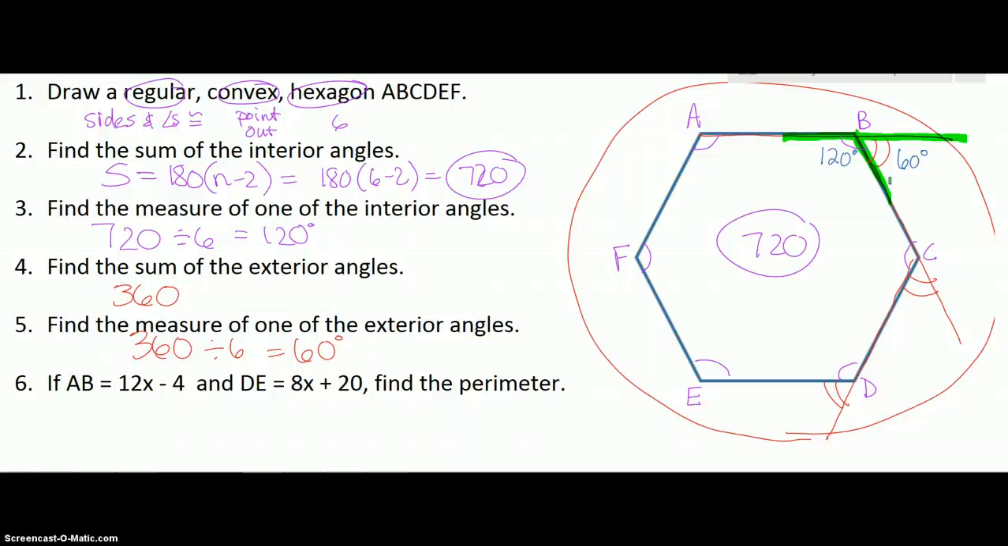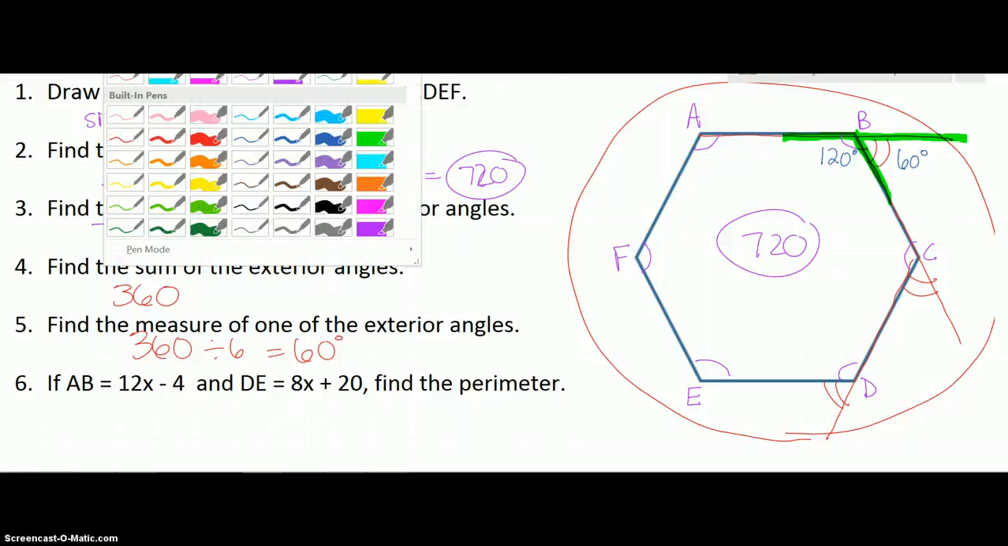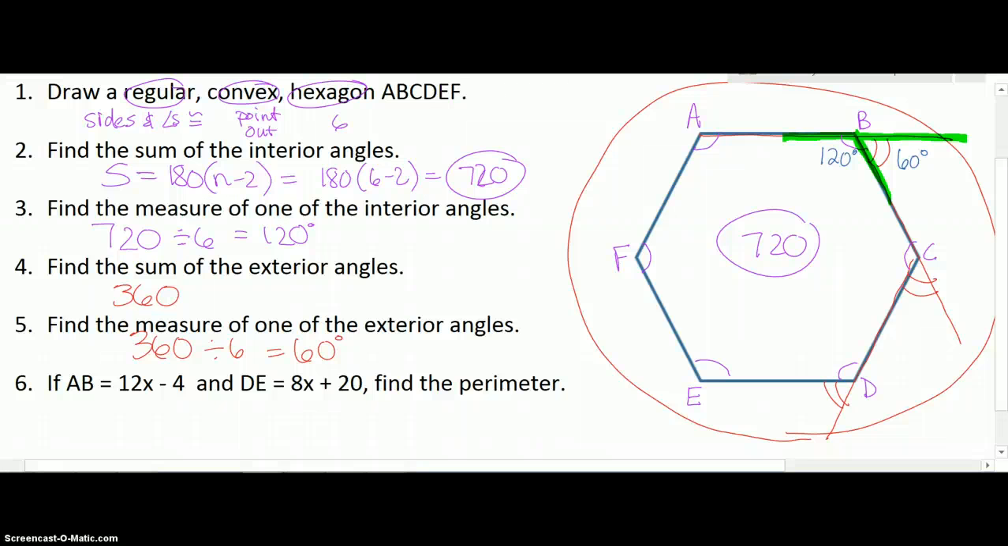Any other questions about the angle measures or anything like that? Okay. Last thing then is let's talk about perimeter. It says that AB is 12x minus 4, and that is a side length. It says that DE is 8x plus 20.